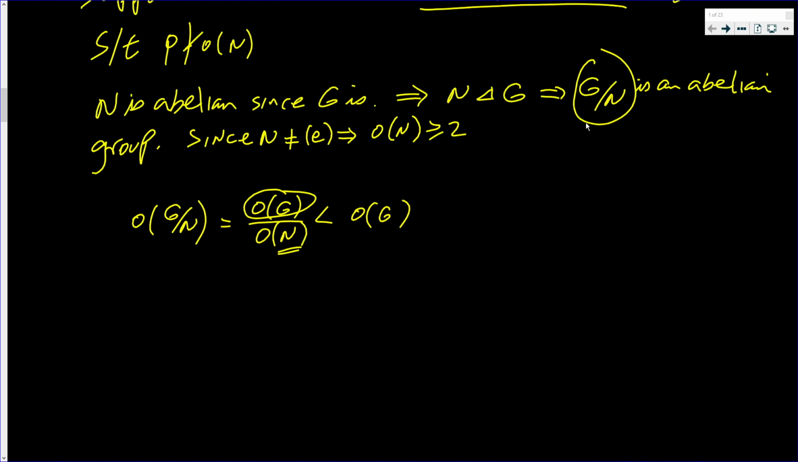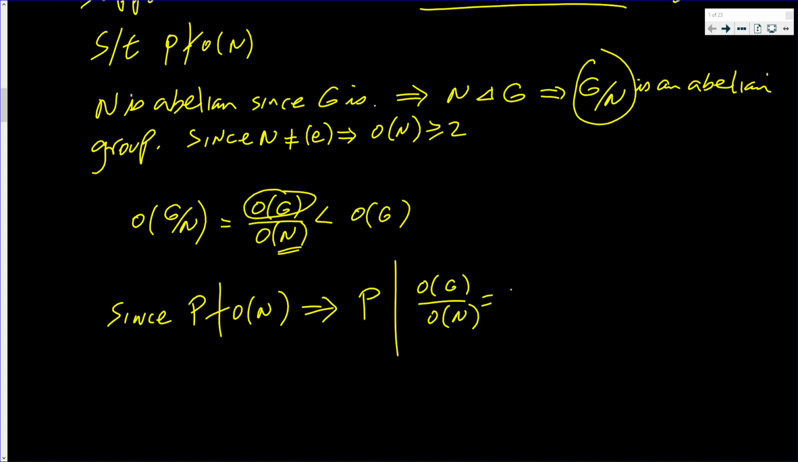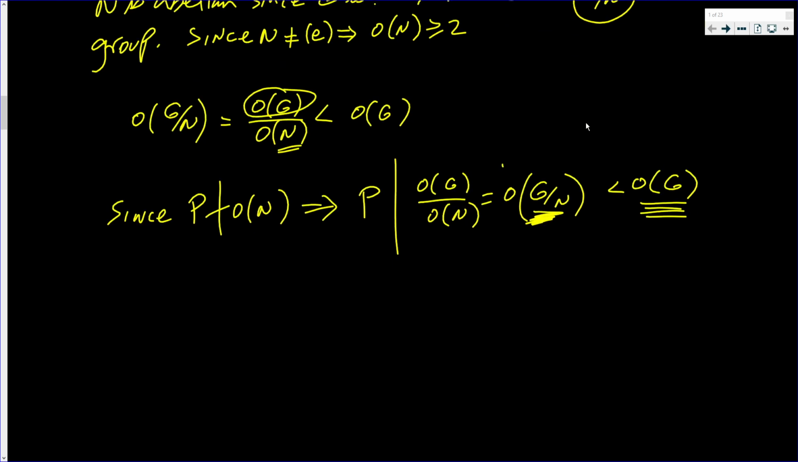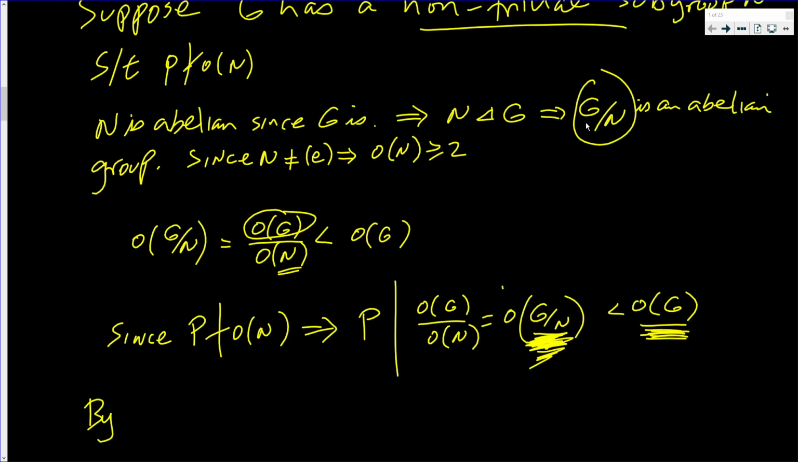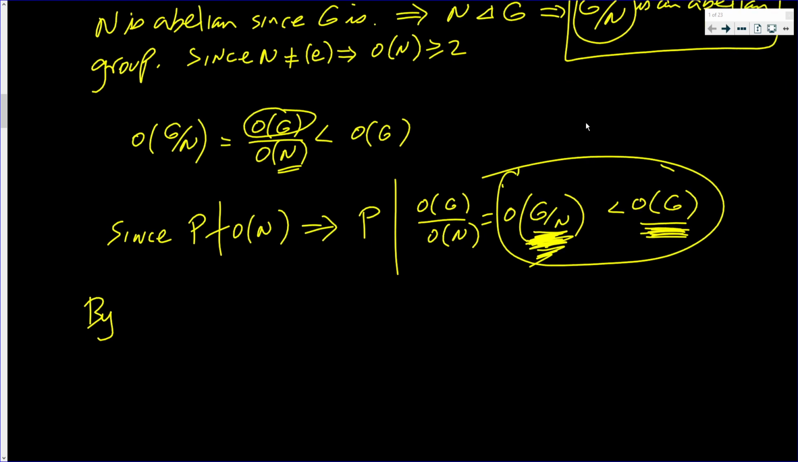Okay, now, since P does not divide the order of N, that implies that P does divide the order of G over the order of N, which happens to be the order of G mod N, which happens to be less than the order of G. So, P divides the order of this group, which is less than the order of G. Induction hypothesis. Oh, and this is Abelian. Okay, I said it. It's Abelian and its order is less than the order of G.